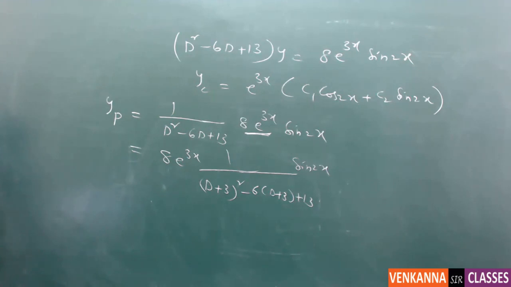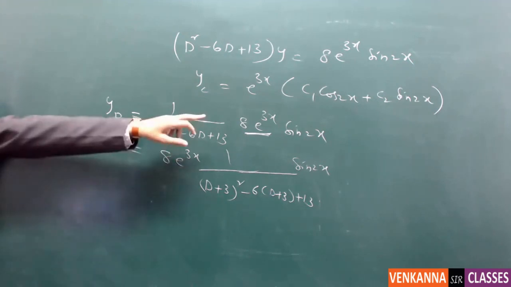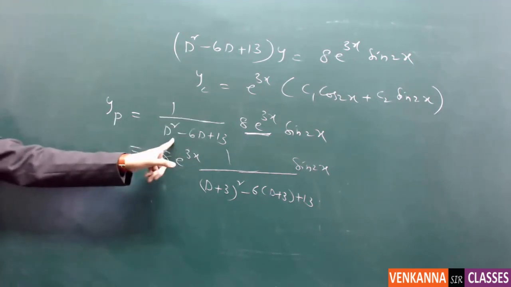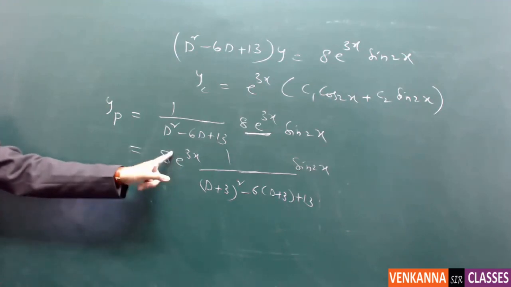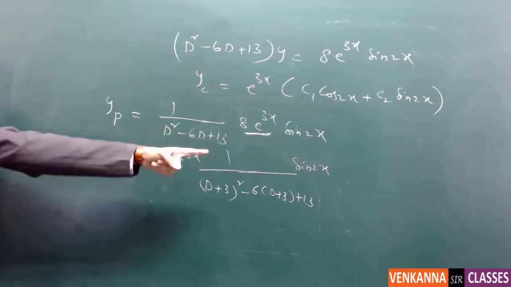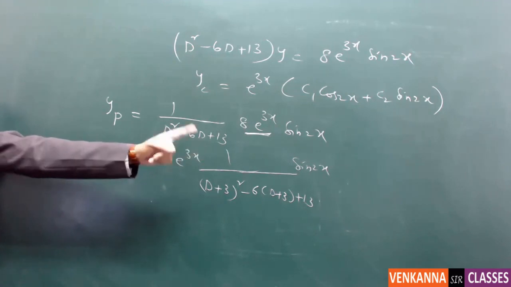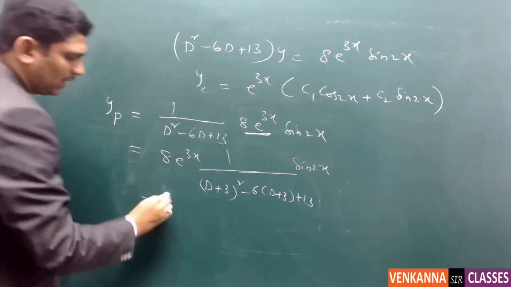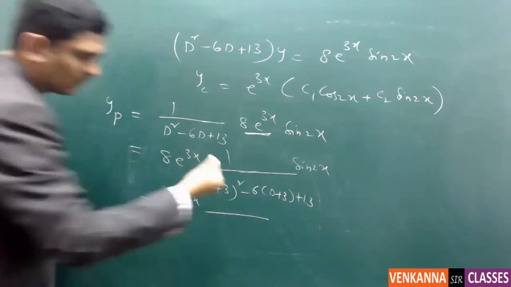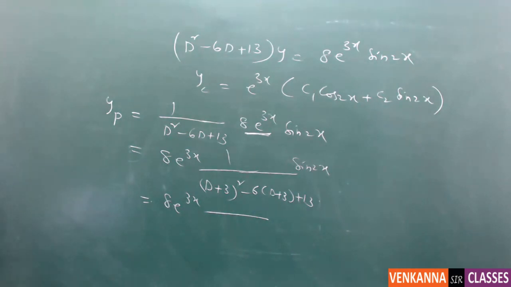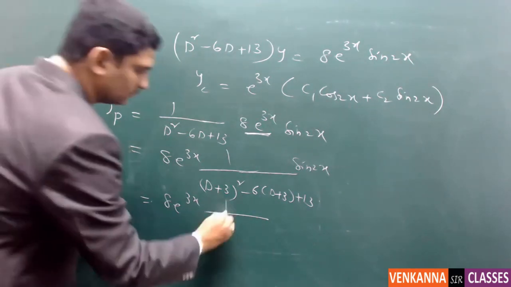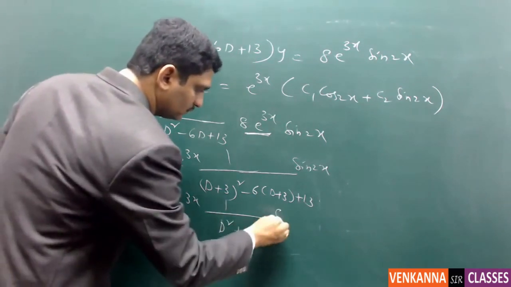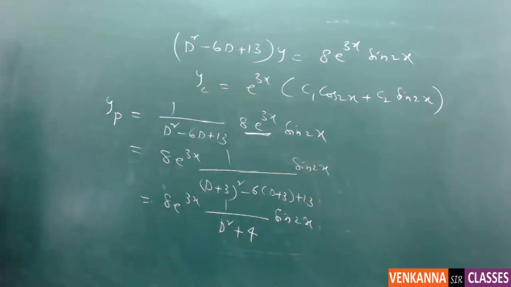So this is fixed. Whether the power is positive or negative, whatever it is, the exponential part should be taken to the front. D is replaced with d plus the power, and you do the remaining procedure with the other function presented there, whether it is sine, cos, or an algebraic function. So can you simplify this part? What will it be in the denominator? So d square plus 4 into sine 2x.